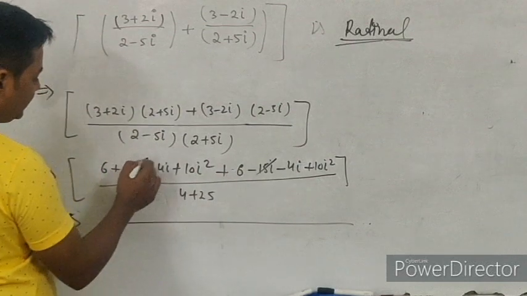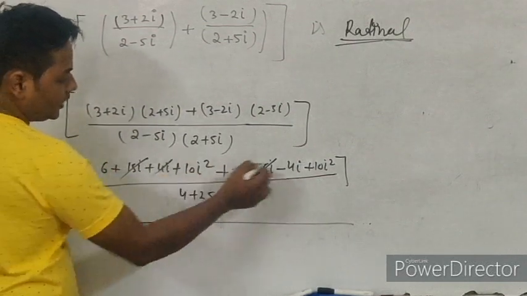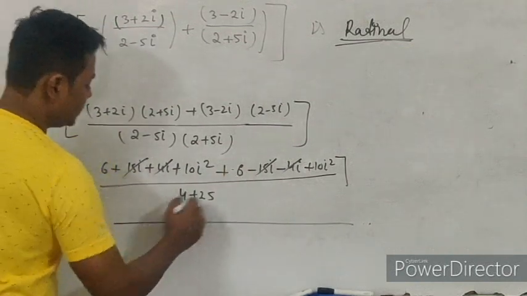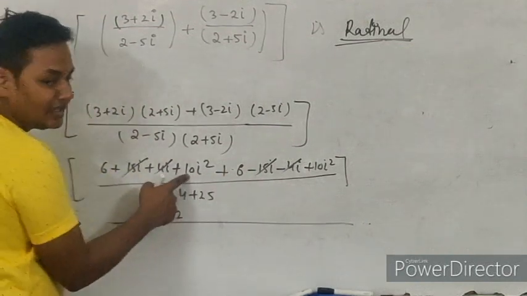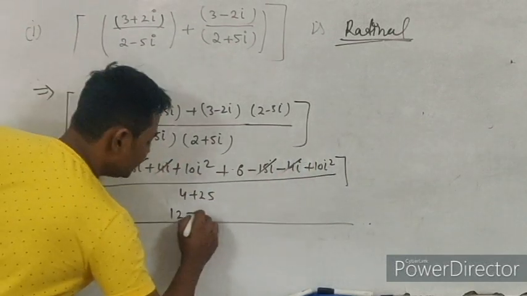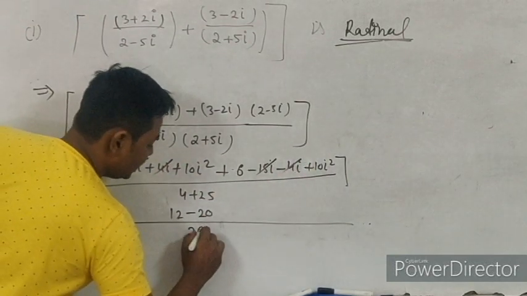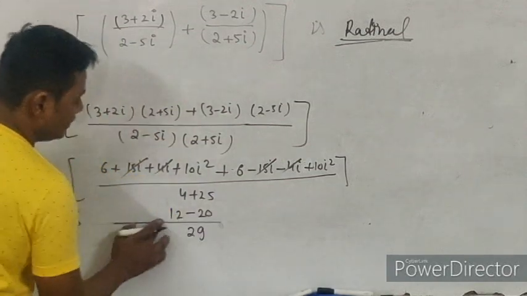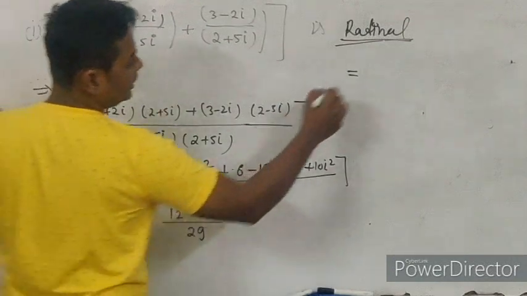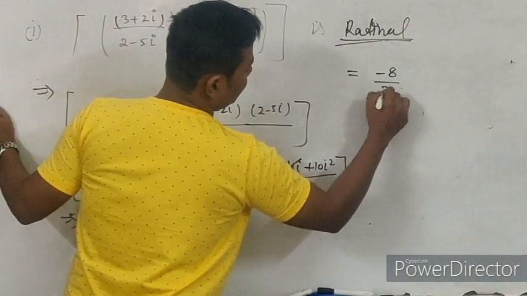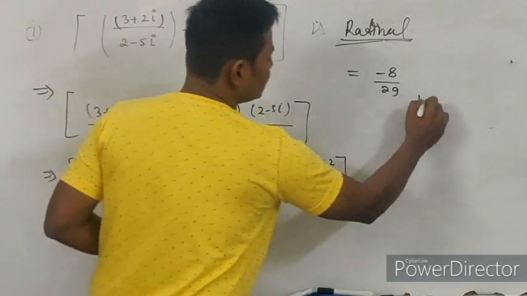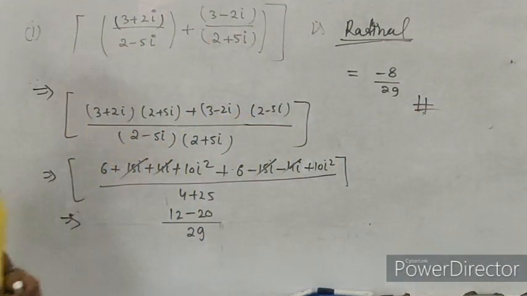15i cancel, plus 4i cancel, and then now 6 and 6 is 12, and 10 i square and 10 i square becomes minus 20. So minus 20 upon 29. Okay, so next 12 minus 20, so it becomes minus 8 upon 29. So this is a rational number. Hence this is a rational number, hence proved.